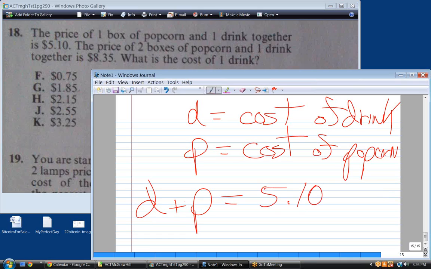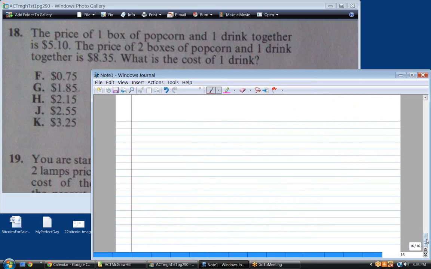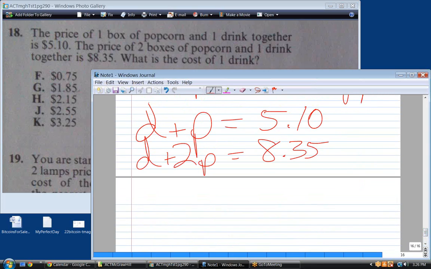From the second sentence, what can I say? 2D. 2P, right? So it's D plus 2P equals 835. Now I have two equations and two unknowns. And then how do I solve those?